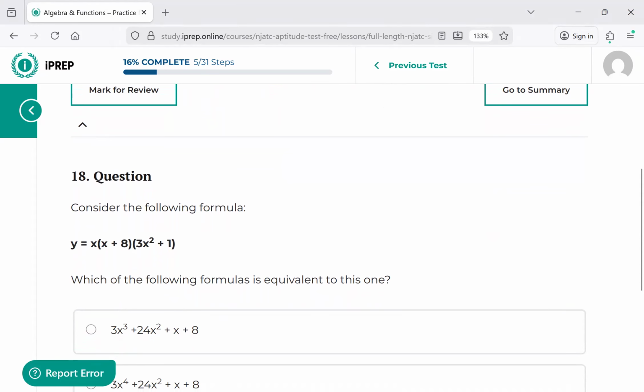Consider the formula. Which of the following is equivalent to this one? So it's just like the other one. We've got to FOIL it out and then simplify by collecting like terms. So what I would do first is FOIL this out, clean it up, and then distribute that x. So let's do that first. FOIL out x plus 8 times 3x squared plus 1.